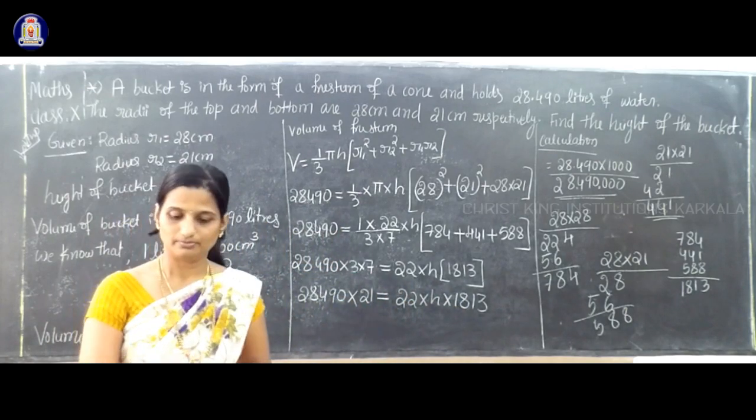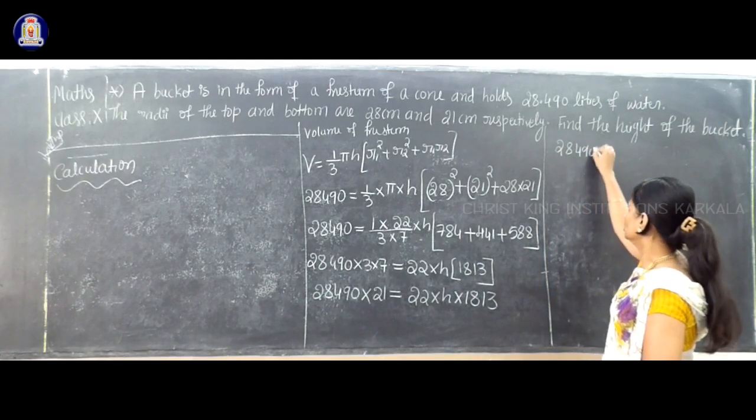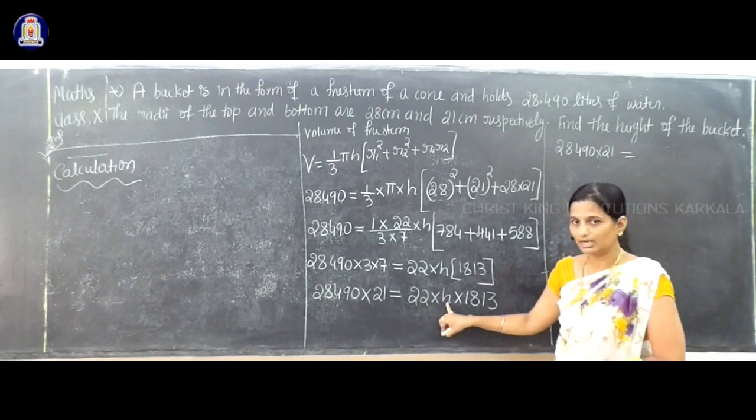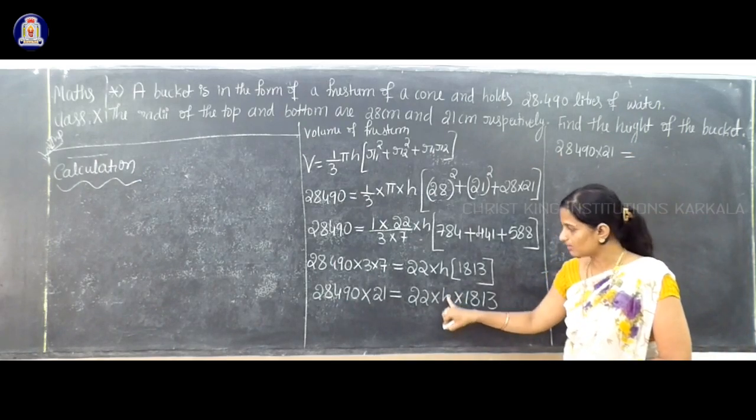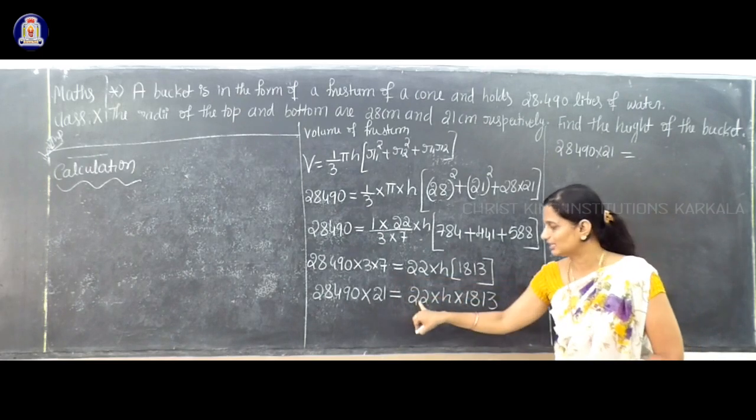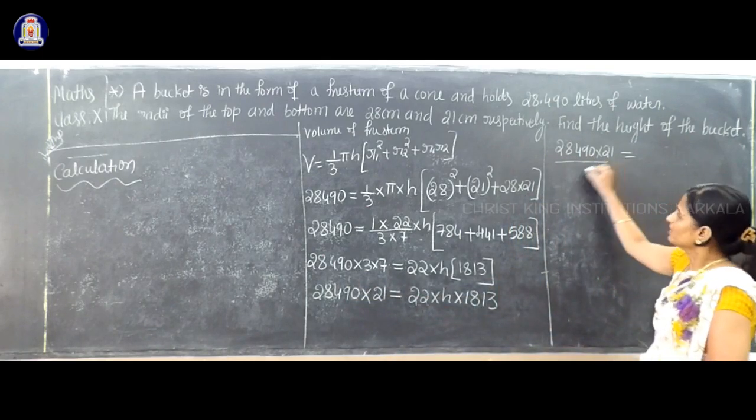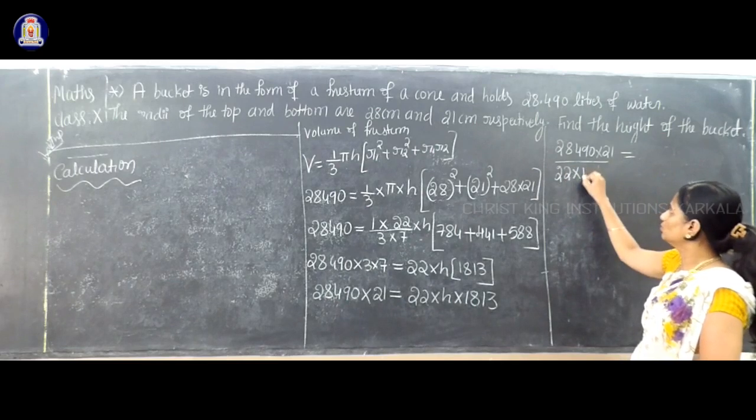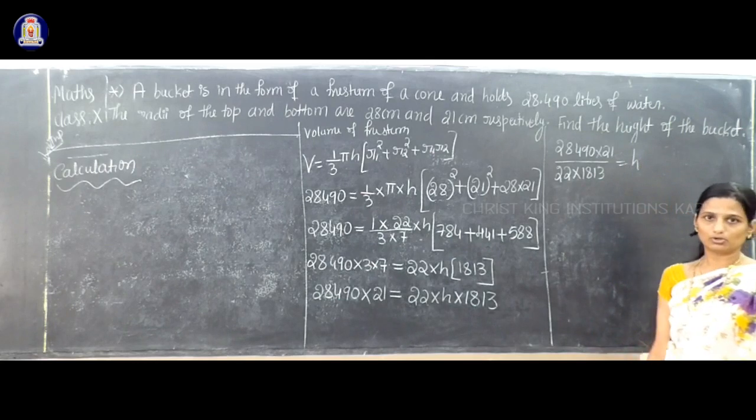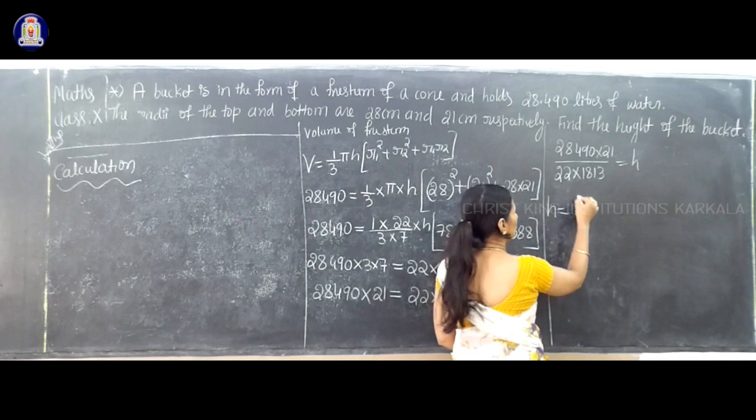Right? Next, it is 28490 into 21 is equal. I need h, so I'll keep h here itself. I'll bring this 22 into 1813 to that side. That means this multiplication to that side means divide. It is 22 into 1813, that is equal to h. Just write as h is equal to what?